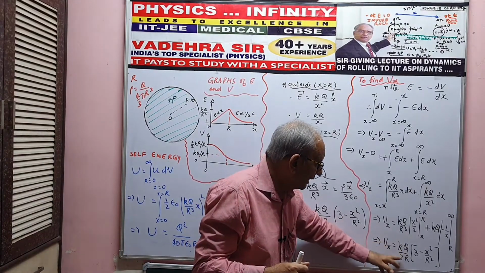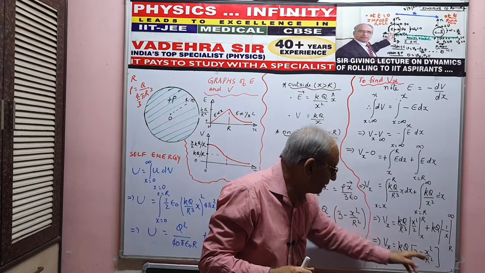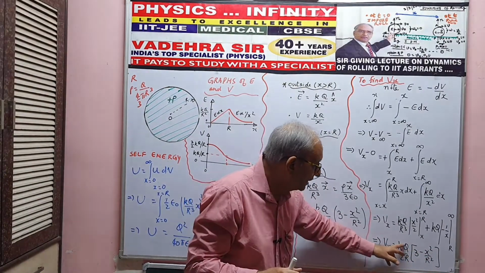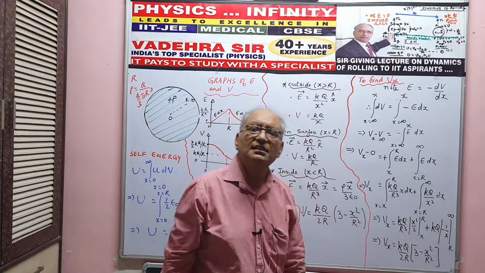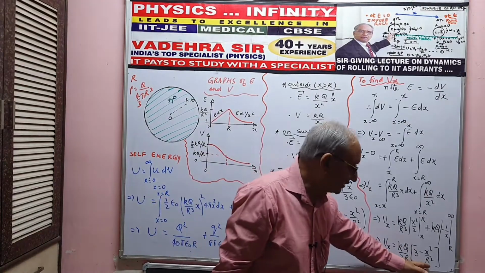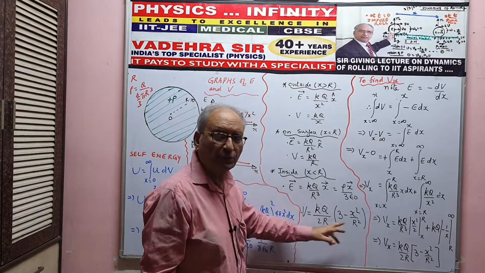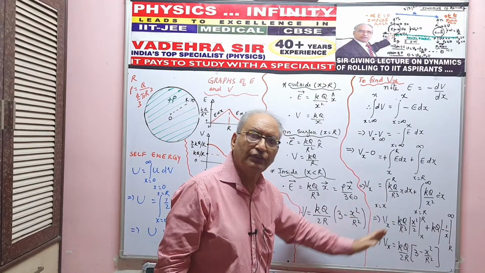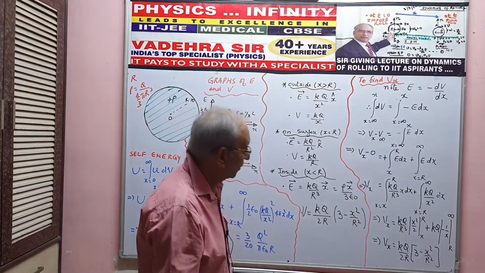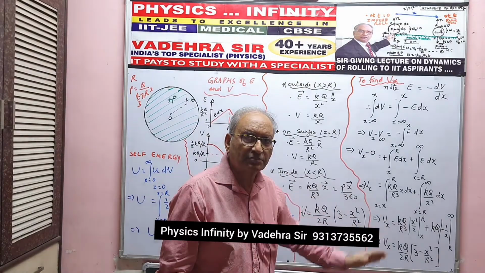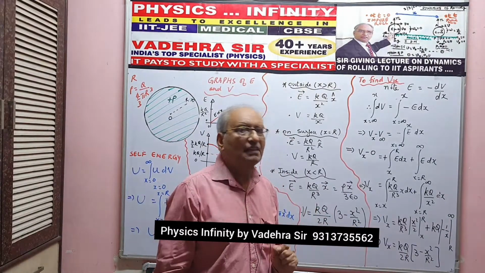you get the answer kq by 2r times (3 minus x square by r square). So Vx equals kq by 2r times (3 minus x square by r square). Same as what I told you here. So I've just proved that for you to give you some help. All right. Once we have done this, let's now find the self energy.